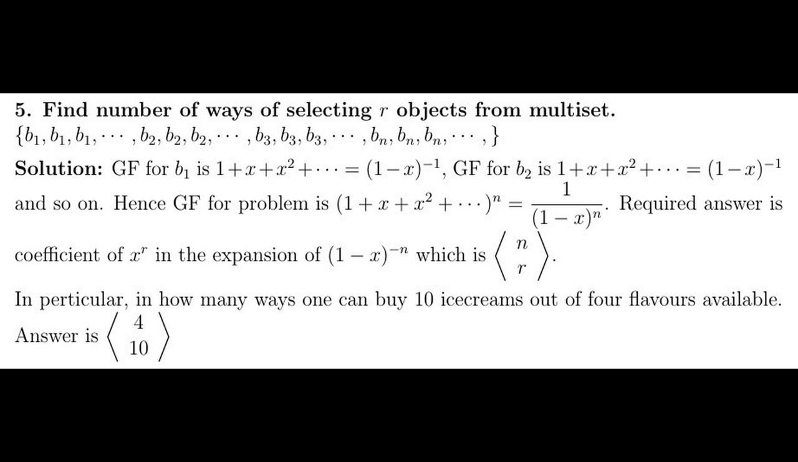That means all the 4 flavors of ice cream are available in plenty, so there is no condition. You can buy 0 ice creams of a flavor or not, 1, 2, 3 and so on, all 10 ice creams of one flavor is also fine. So the answer for this question is 4 elbow 10.